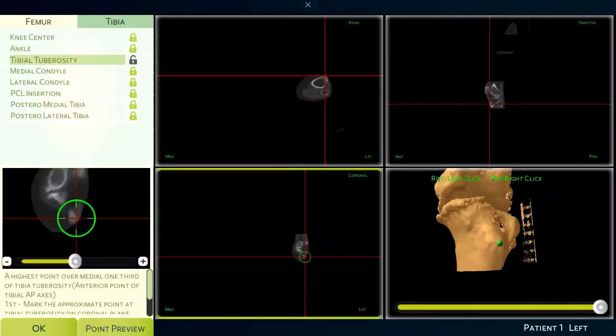The tibial tuberosity. This landmark is used to define the medial 1/3 of the tibial tuberosity. The junction between the medial 1/3 and the lateral 2/3 is selected.